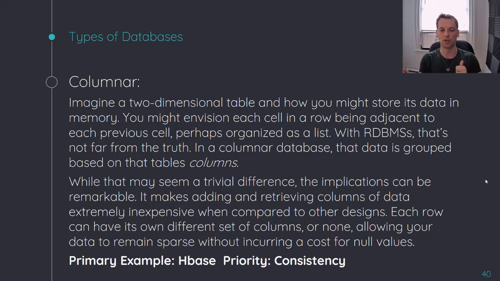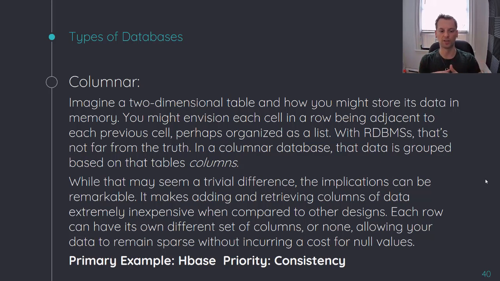It makes adding and retrieving columns of data extremely inexpensive when compared to other designs. Each row can have its own different set of columns, or none, allowing your data to remain sparse without incurring a cost for null values. Also, if you need to retrieve an entire column, that's going to be lightning fast, versus if you're doing that with a relational database, you're going to have to iterate through every single row in order to retrieve all of the data in a column.